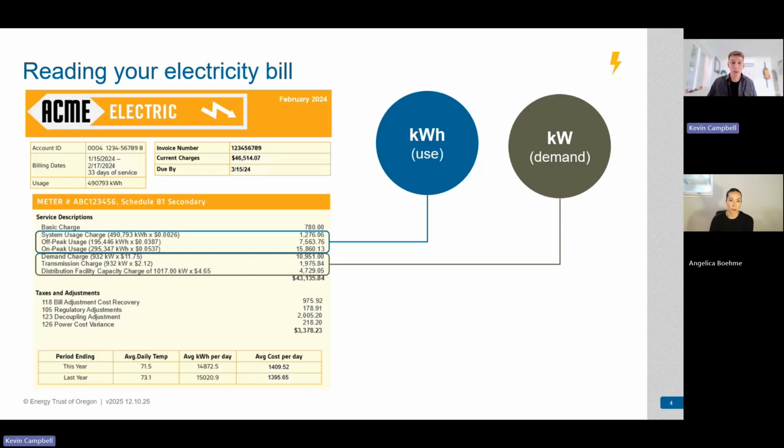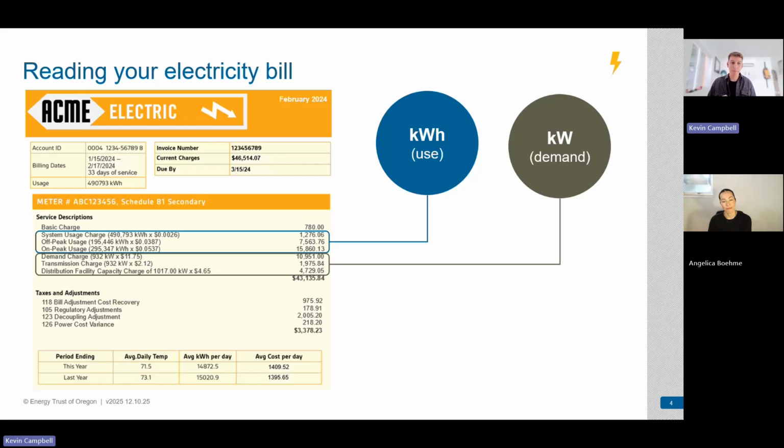The other thing I want to call out here is most Energy Trust programs are specifically targeted at reducing the energy use portion of your bill, that biggest portion of most customers' bills. However, oftentimes when you do a project that saves energy, it might also reduce demand, so you can get a double benefit with some projects.